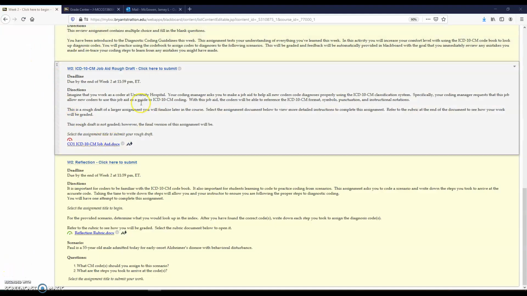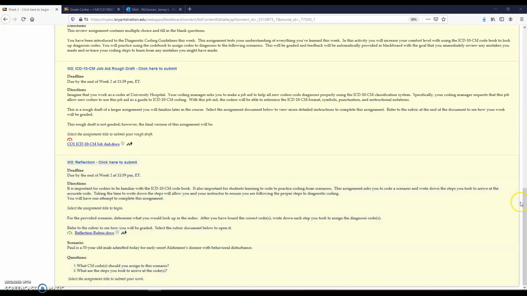I'm going to go ahead and jump down to the job aid, because this is another one where you're going to use your ICD-10-CM manual, the front of the book. And this is the coding conventions. So this is one of the first things in your coding guideline book. You're going to be creating a job aid to assist new coders with the format, symbols, punctuation, basically any type of coding convention. Again, if you have any questions, just let me know.